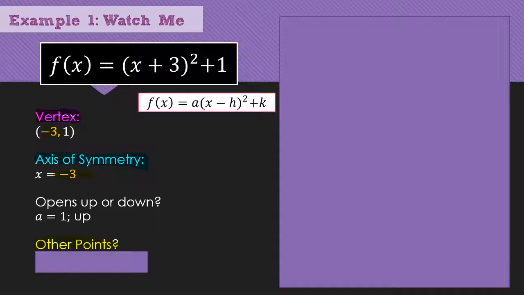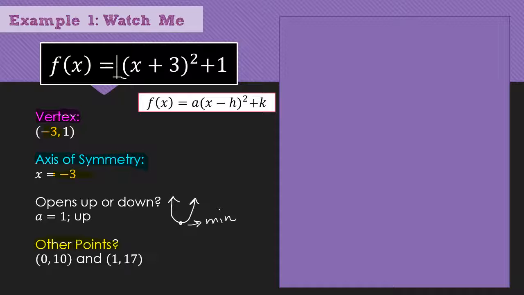Will I open up or down? Since I have really nothing in front here, there's no number, that really means we have a 1. So that's a positive 1, meaning that it's going to open upward. This is what I mean when it opens upward. That also tells me that I'm going to have a minimum value.